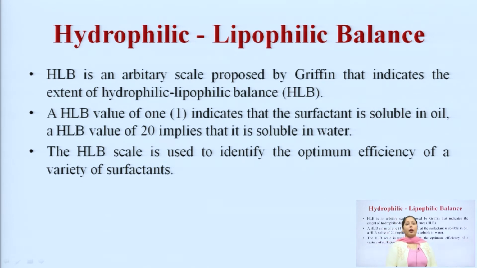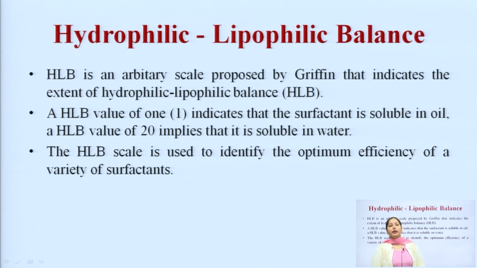Next is your hydrophilic lipophilic balance. To determine how much your emulsifying agent is polar or non-polar in nature, we measure its hydrophilicity and lipophilicity, and that is called the HLB system. The HLB is an arbitrary scale, proposed by Griffin, that indicates the extent of hydrophilic lipophilic balance.